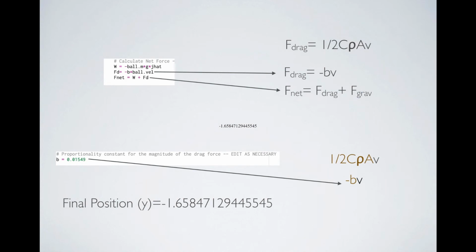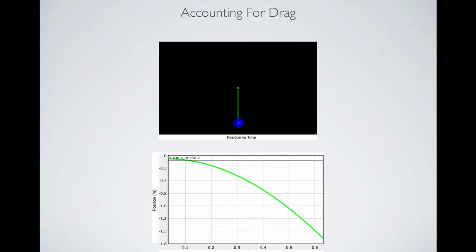Since we're able to calculate the velocity, all we need to do now is to find a proper b. In order to find this b, we go through a series of trial and error, inputting values until we get a similar final position in the computational model to that we observed in the empirical model earlier. Finally, this is what we get when we input both the force of gravity and the force of drag.